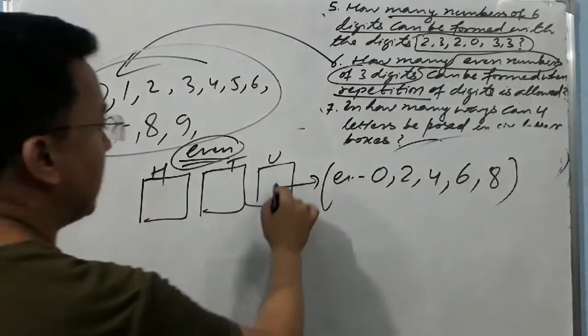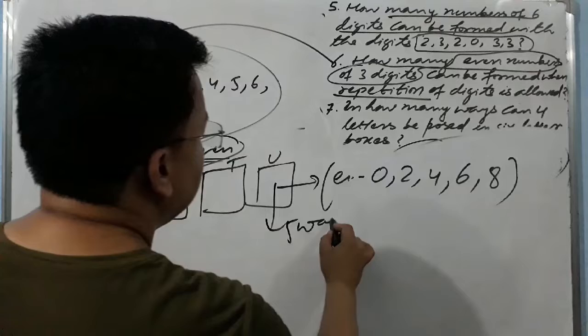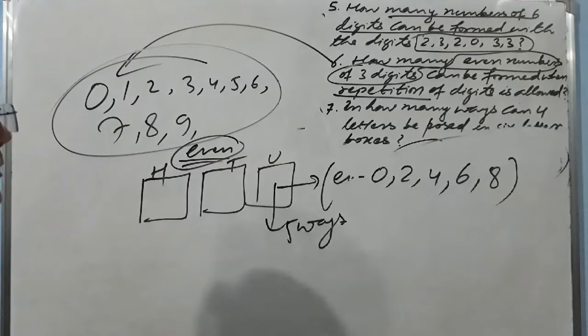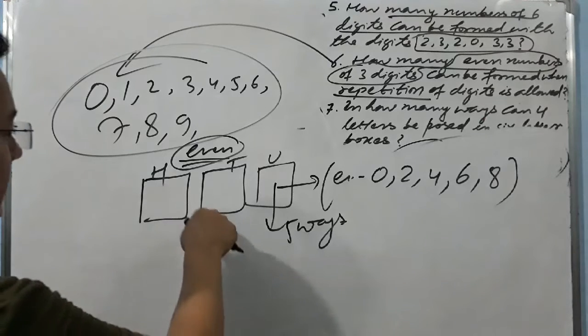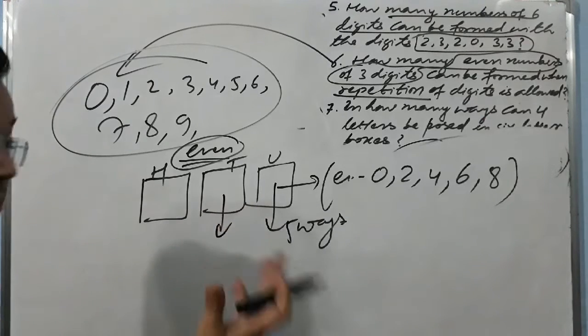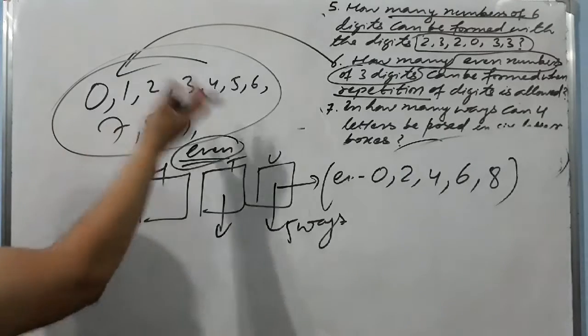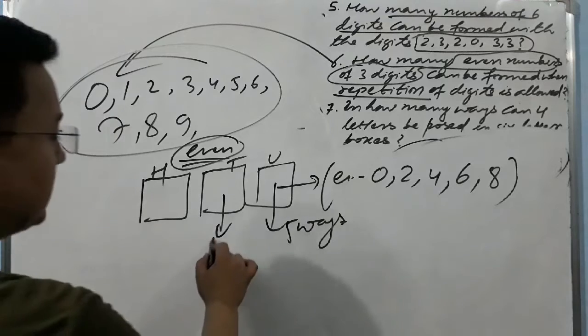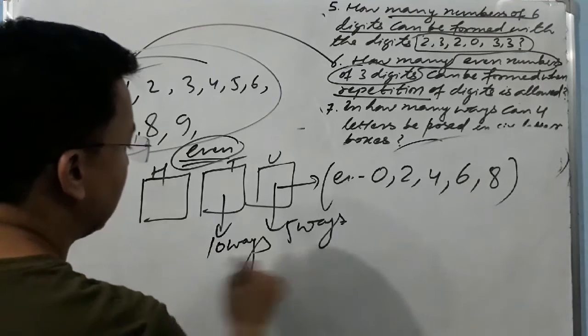So how many are there? 5. In how many ways can we fill up the unit place? In 5 ways. Now in the tens place, repetition is allowed. There are 10 digits you can use, anyone can be used, so this can be filled in 10 ways.